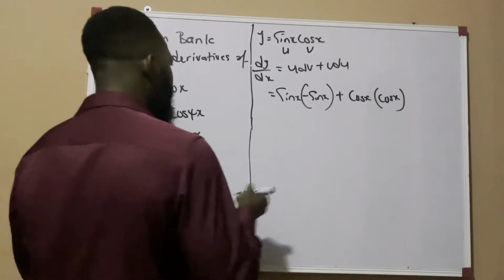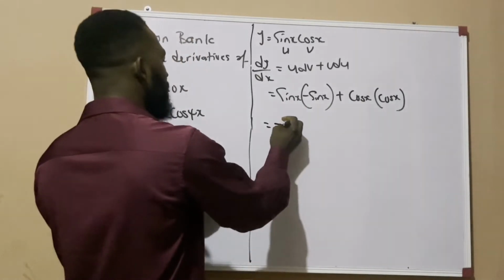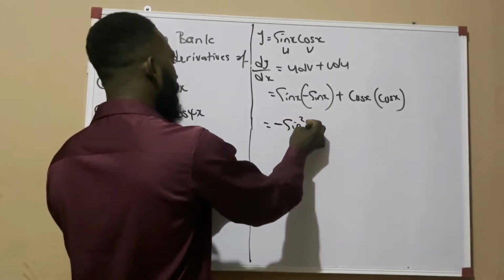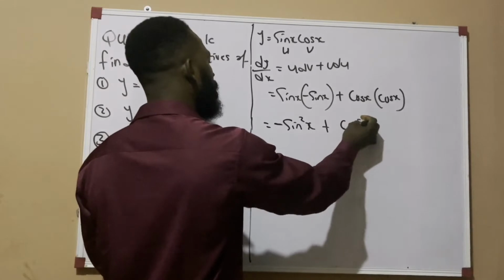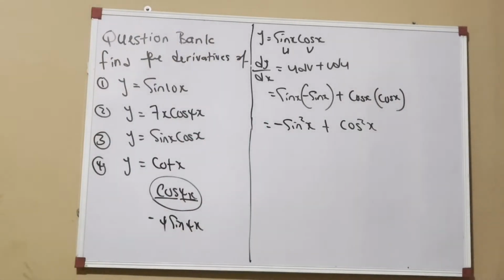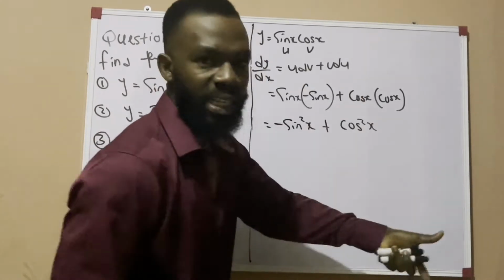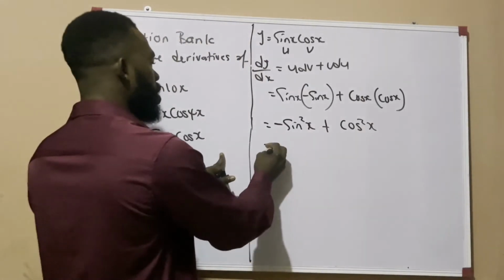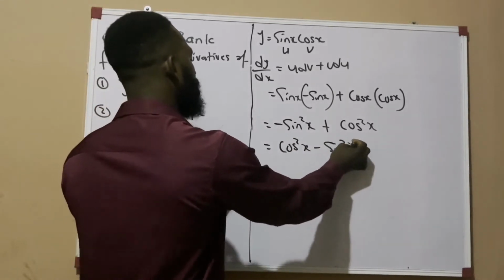When we open the bracket, we are going to get this. Sin x times minus sin x will give us minus sin square x, plus cos x times cos x will also give us cos square x. Again, the answer with the positive sign comes to the front and the answer with the negative sign goes to the back. So here becomes cos square x minus sin square x.